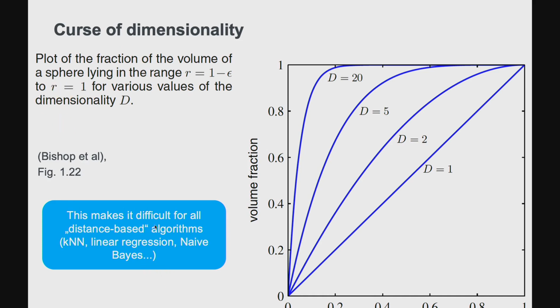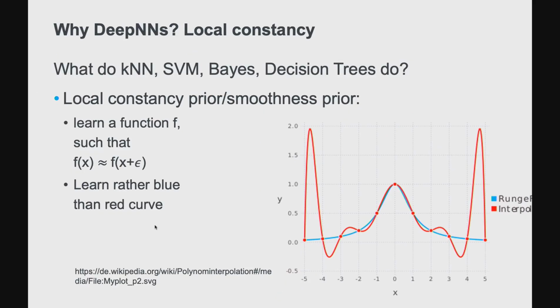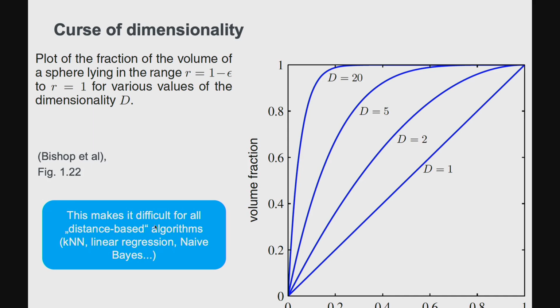So every distance-based algorithm, in the end, all the algorithms are distance-based, have more and more problem to decide which are your closest neighbors. Okay, so this is the problem of dimensionality. We also have this for deep neural networks.